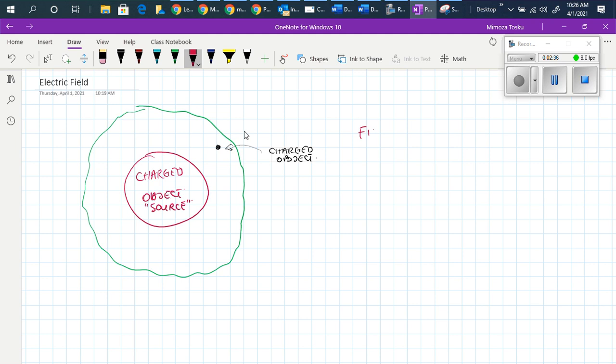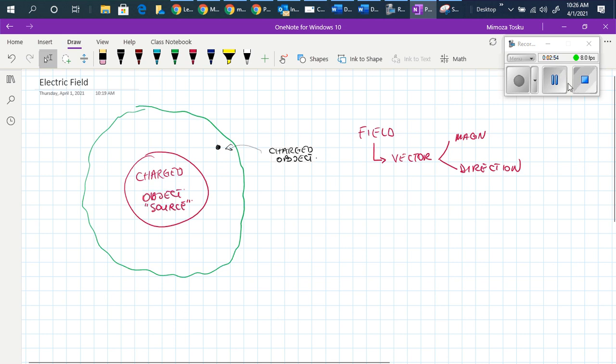Field is a vector quantity. What do we have to keep in mind in terms of the field? Field is a vector quantity, which means that it has magnitude and direction. The same thing that we did at the gravitational field, we see and define the configuration of the field.